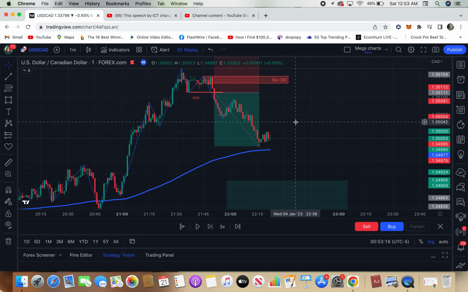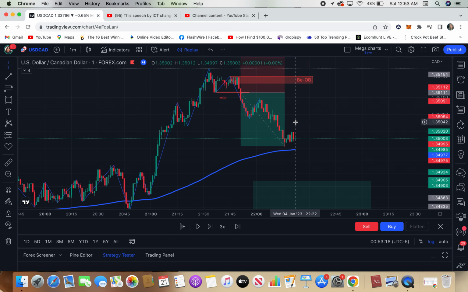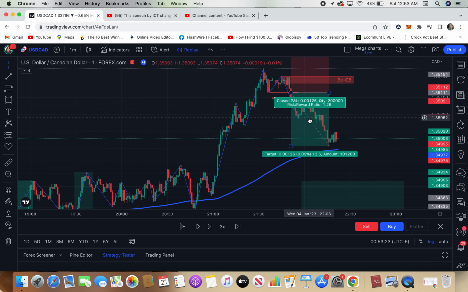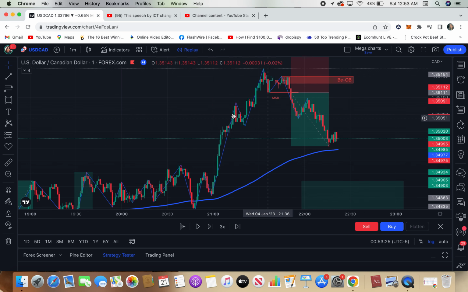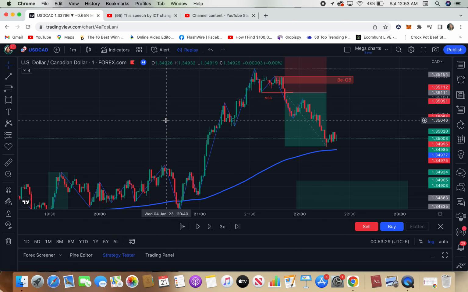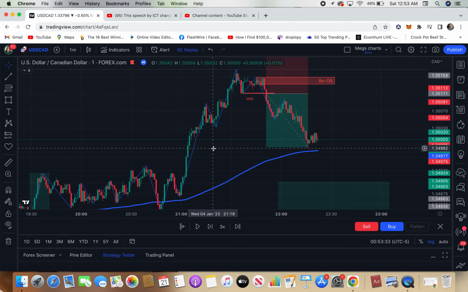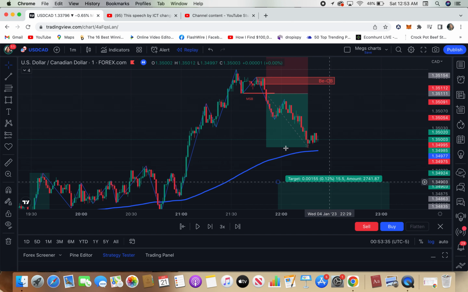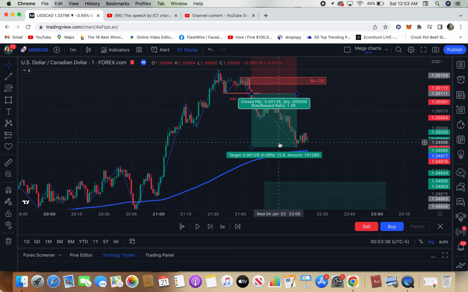Alright, so what I'm going to do is show you what simple indicators I'm using as a beginner in Forex. This is the US dollar Canadian pair, which I trade in London and New York. I have two simple indicators that I'm showing you on here. This is in replay mode on TradingView.